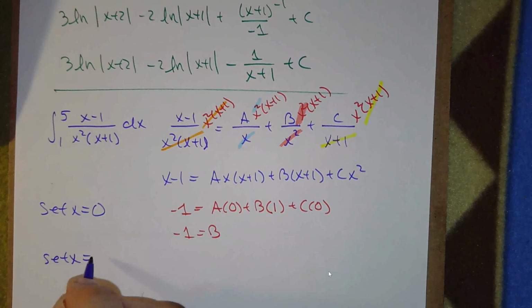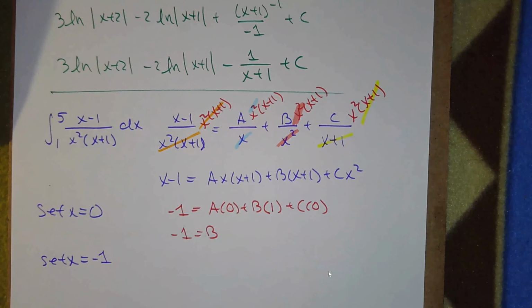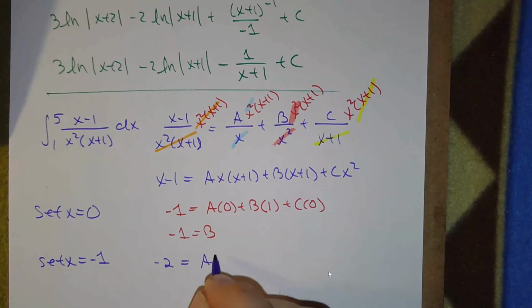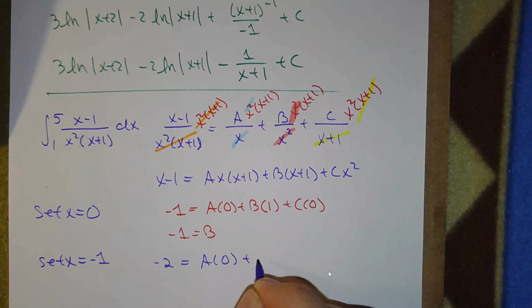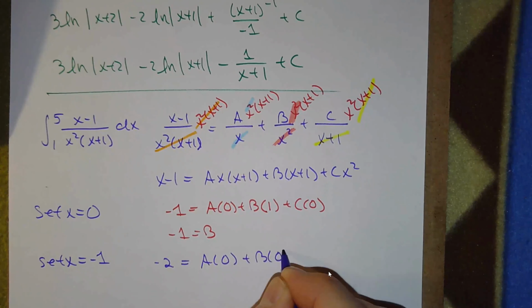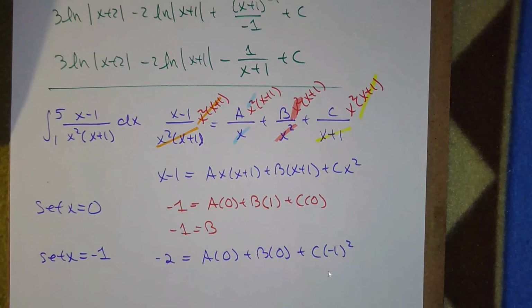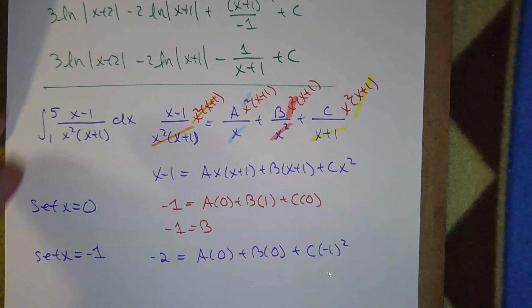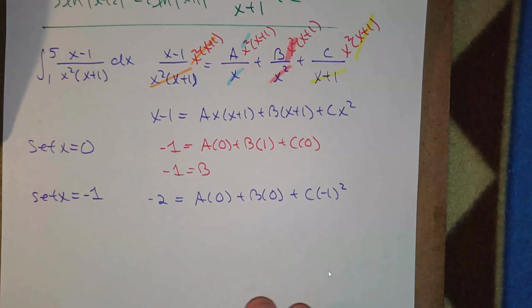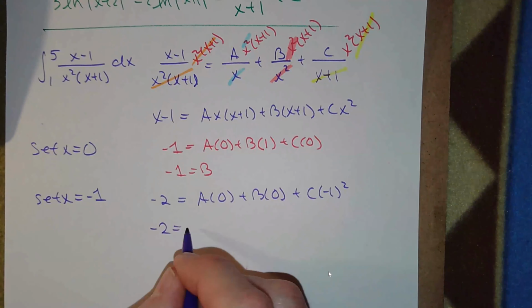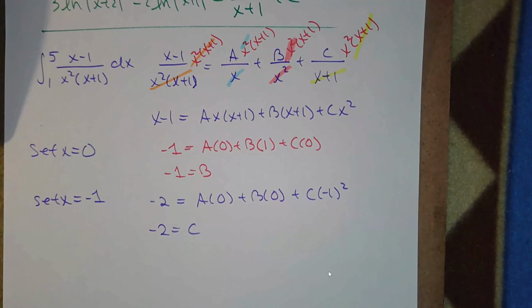All right, I think I heard a couple people out there saying negative 1. Good job. If I set x equal to negative 1, coming back up here, we get negative 2 equals a times 0 plus b times 0 plus c times negative 1 squared. Negative 1 squared is going to be 1. These two terms disappear, so I'm left with negative 2 equals c. 2 down, 2 to go.